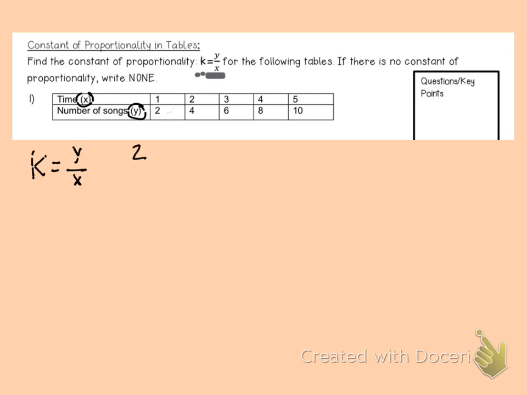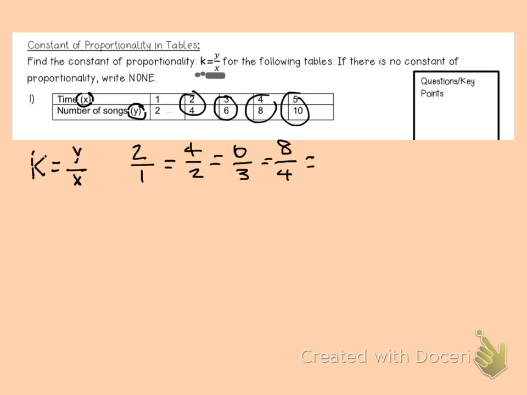2 over 1. And we want to see if that's equal to the next set, which is 4 over 2. And the next pair, which is 6 over 3. And the next pair, which is 8 over 4. And the final pair is 10 over 5.